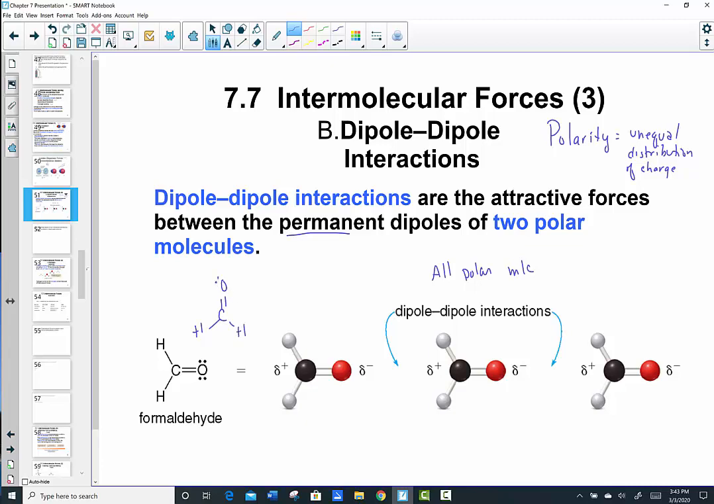Notice here on the oxygen, the lone pairs of electrons, making this a very electron-rich area. And of course, the hydrogens down here, a very positive, electron-deficient area. When two molecules of formaldehyde come so close together, they can form an attraction between opposite charges.